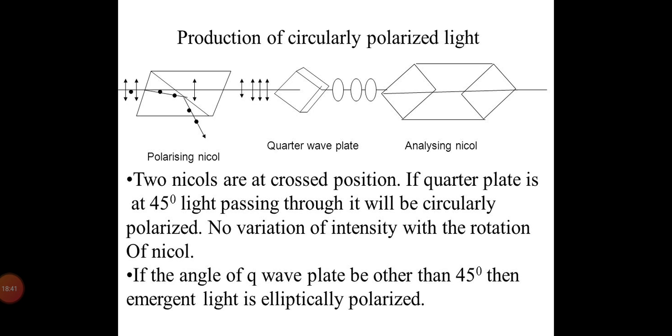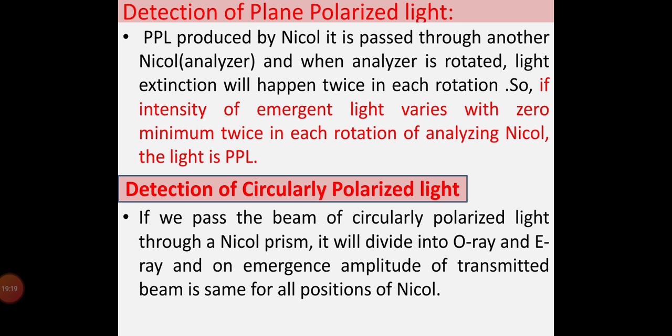How can we produce circularly polarized light? You can see here in the figure that when the unpolarized light is made incident on the polarizing Nicol prism, we get plane polarized light out of it, and this plane polarized light is made incident on the quarter wave plate at an angle of 45 degrees. When it passes through it, we get circularly polarized light, right? We can also analyze it using a different Nicol in the crossed position. So this is how we can produce circularly polarized light.